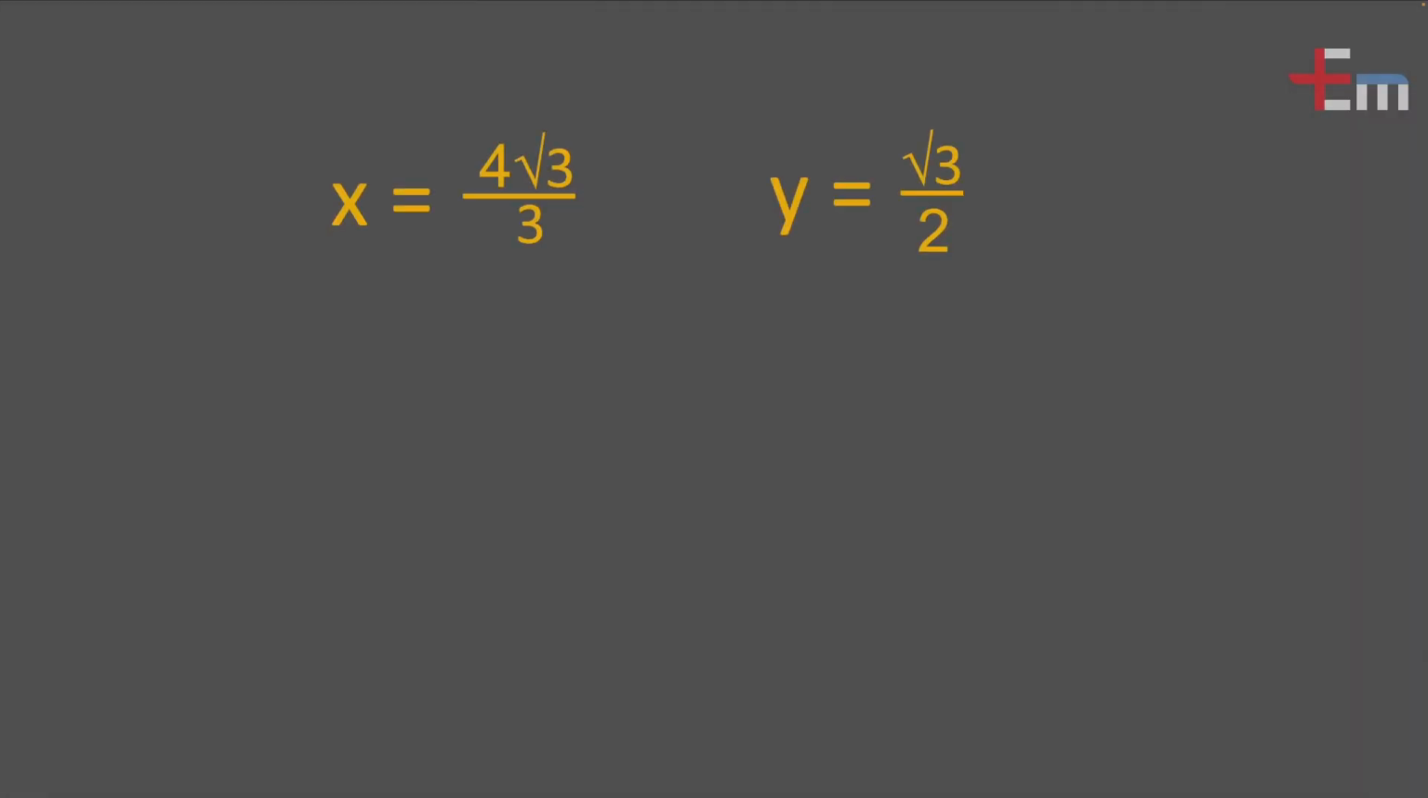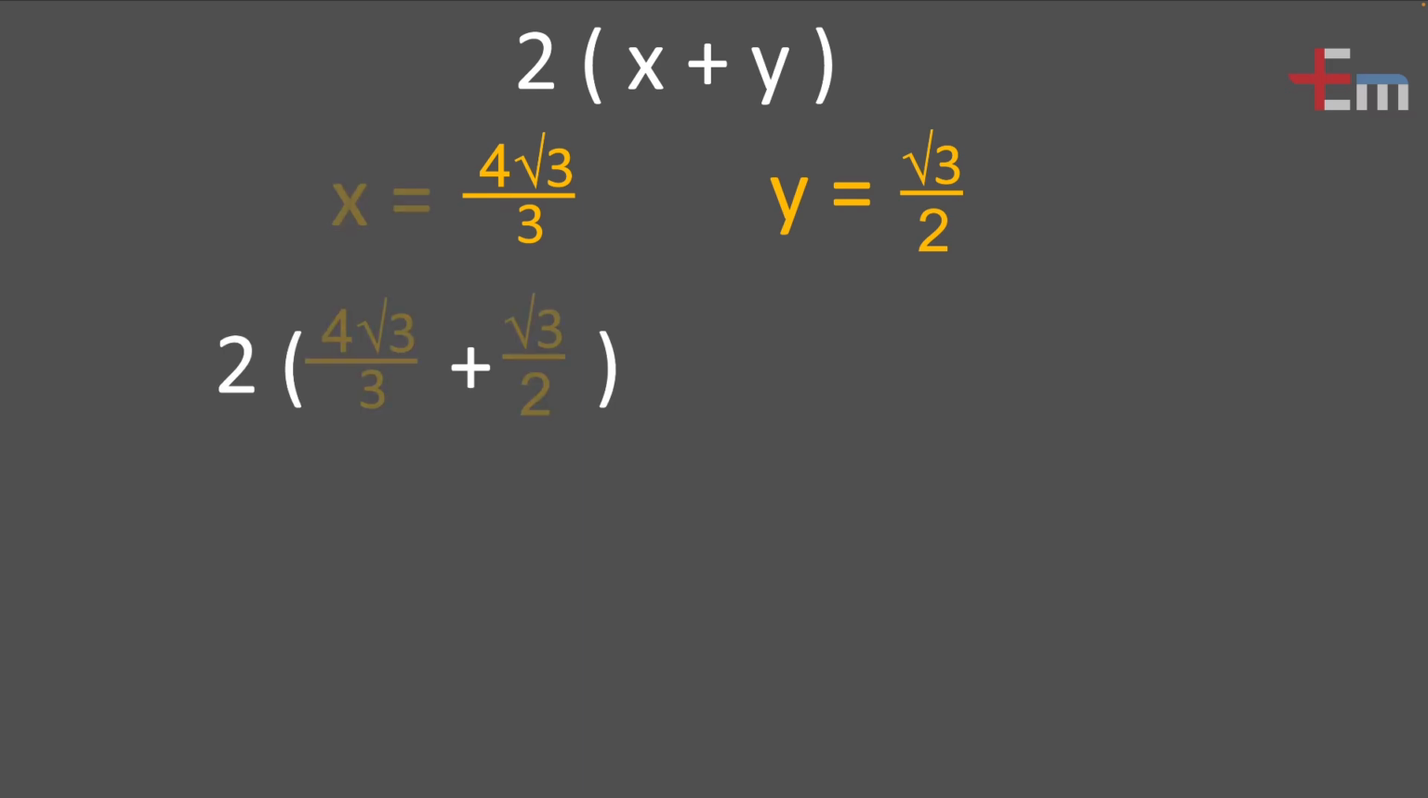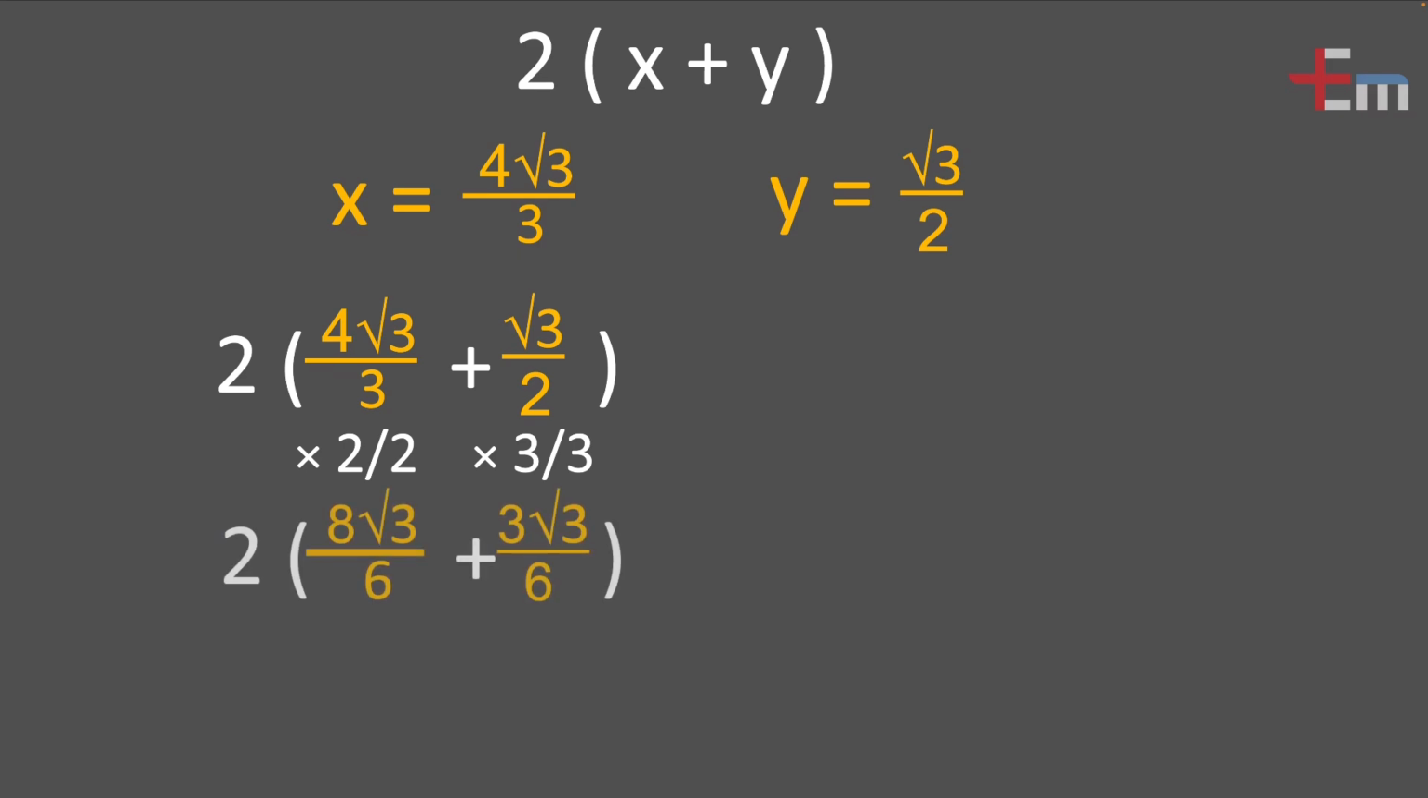So now we know the values of both X and Y, which is 4 root 3 over 3 and root 3 over 2. We can recall that we want the perimeter, which is 2 times brackets X plus Y, because X and Y are its lengths and widths. We can make X and Y appear with a common denominator, 6, by multiplying X by 2 over 2 and Y by 3 over 3.